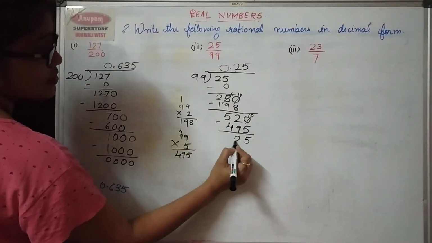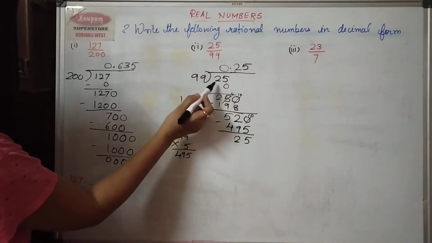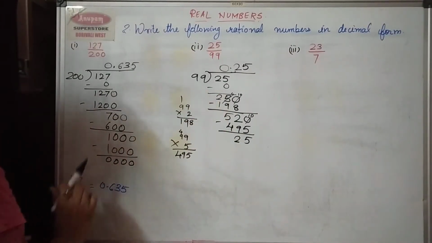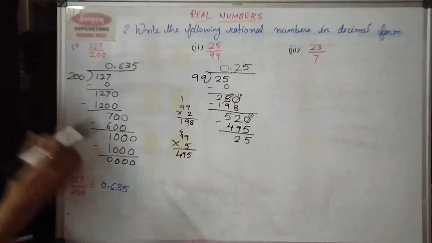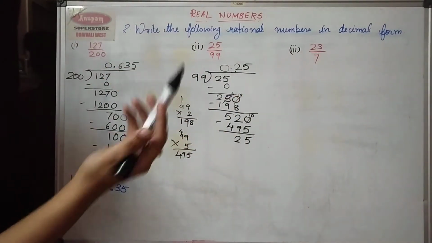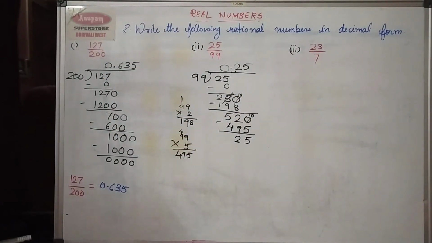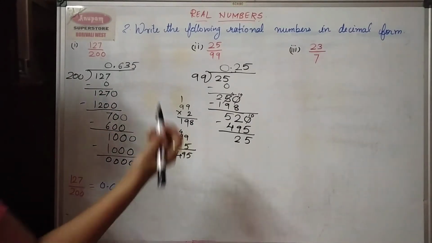So this becomes 25. If you look here, children, we got our original number which we had here. Once you get this number like your original question, you should understand that now the numbers in the quotient are going to repeat, and hence we will try solving it one more time. Okay, so let us see.